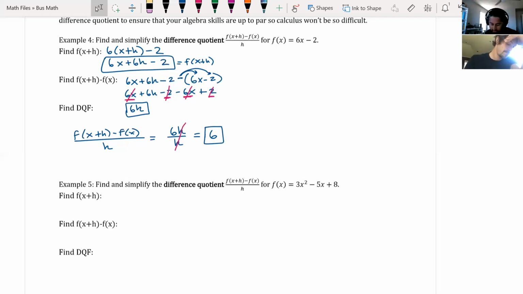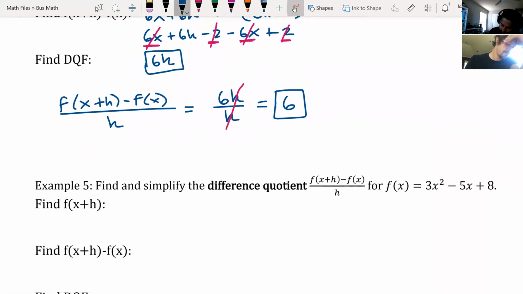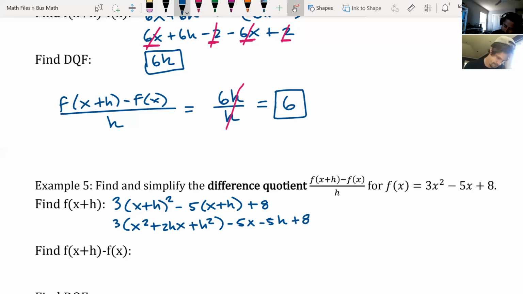All right, I'm back. Let's do this step by step. So you get 3 times x plus h squared minus 5 times x plus h plus 8. And if you're using that shortcut that we wrote above for x plus h squared, we know that that FOILs out to x squared plus 2hx plus h squared. Distribute that -5. And then just distribute that 3.